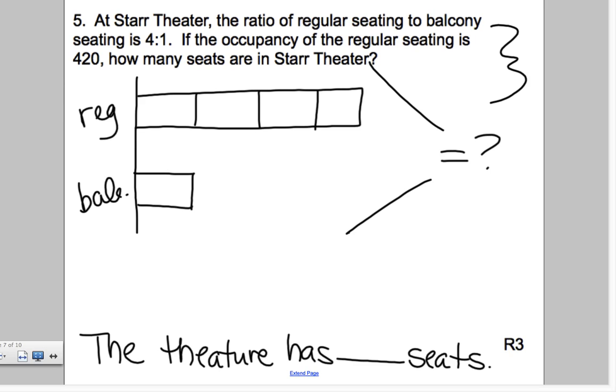Isn't the regular seating 420? Yep. So we have to plug that in. Yep, absolutely. Because otherwise, right now we have no numbers to work with, do we? In our picture. That's a problem. So 420. Where are we going to put that? Obviously, what does 420 represent? You said regular seats. So remember that if it's only on that bar, we're just going to attach it to that bar. That 420, does it include the balcony? Not at all.